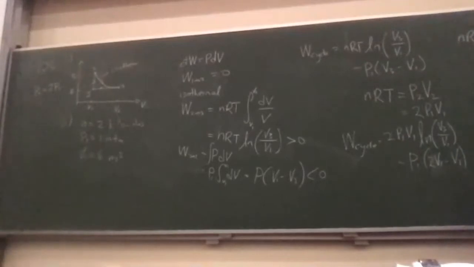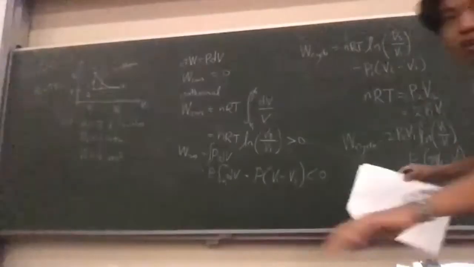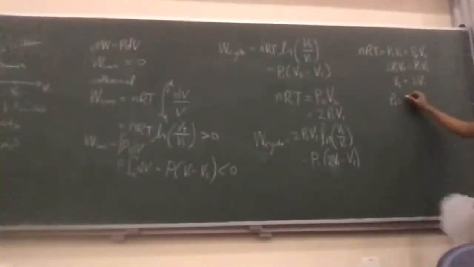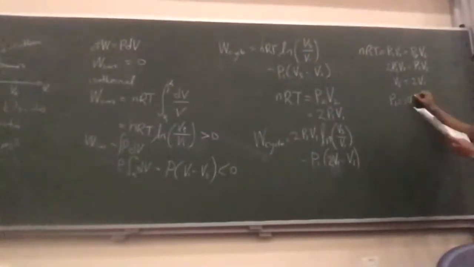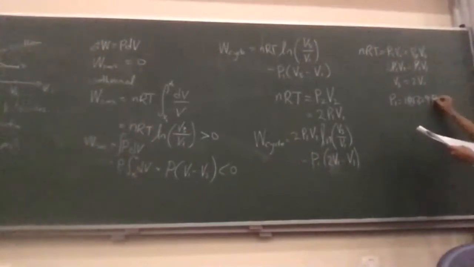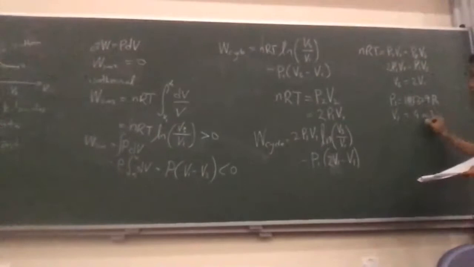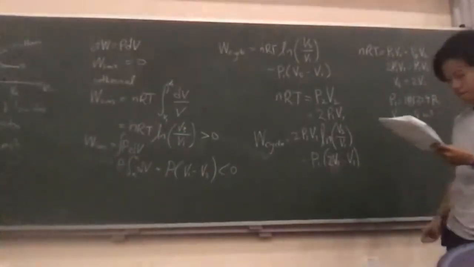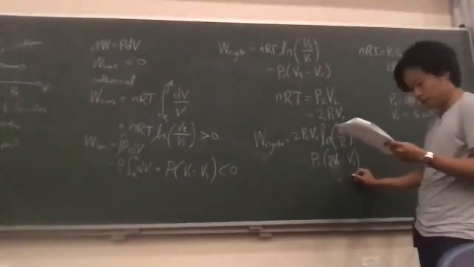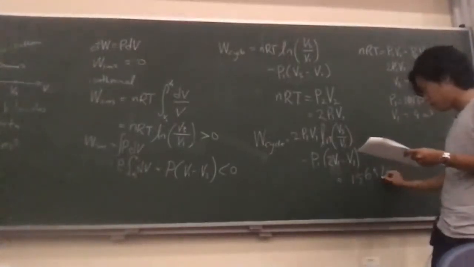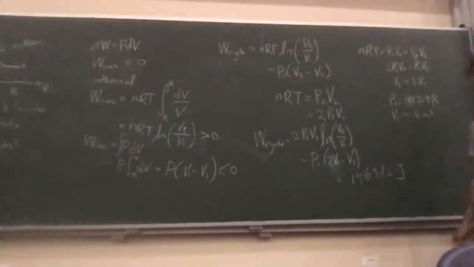So P1 is equal to 1 atmosphere, but you need it in SI units. So P1 is 101,329 pascals. And V1 is already in SI, so 4 meters cubed. And just sub it into here. Once you put it in a calculator, you should get 156,572 joules.